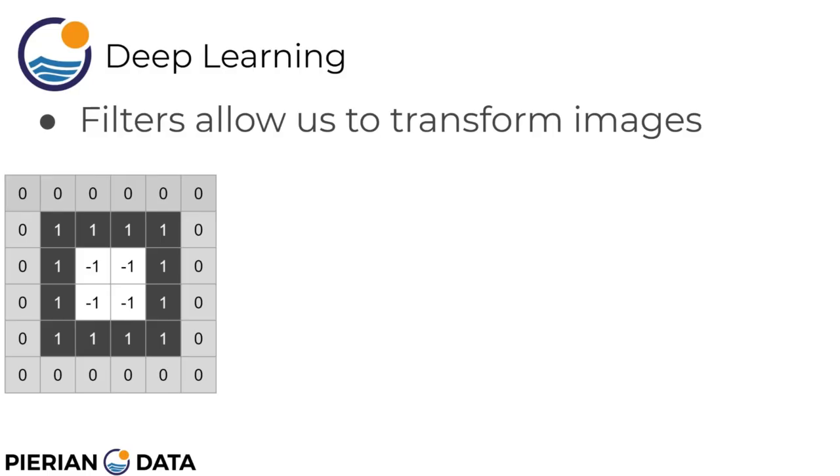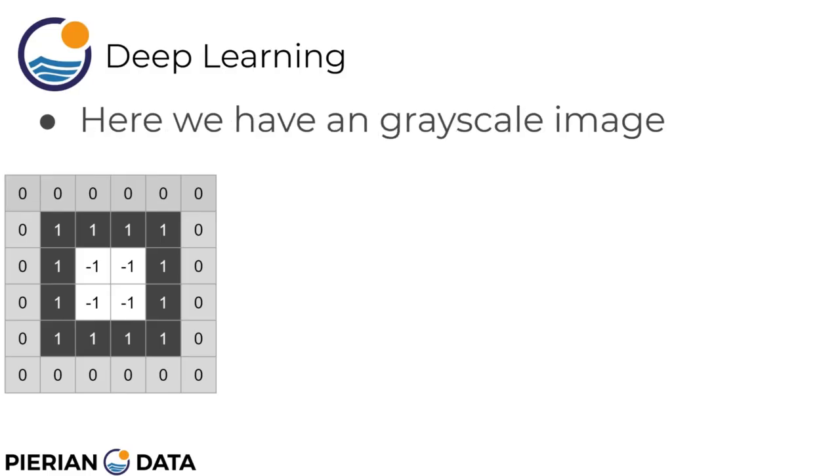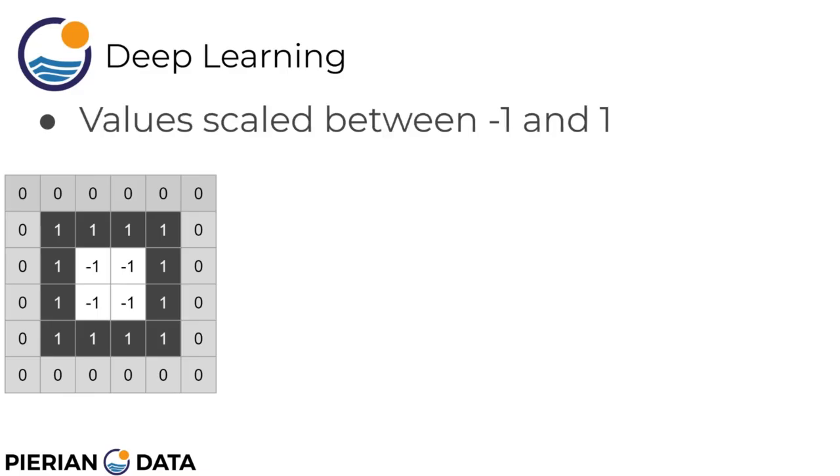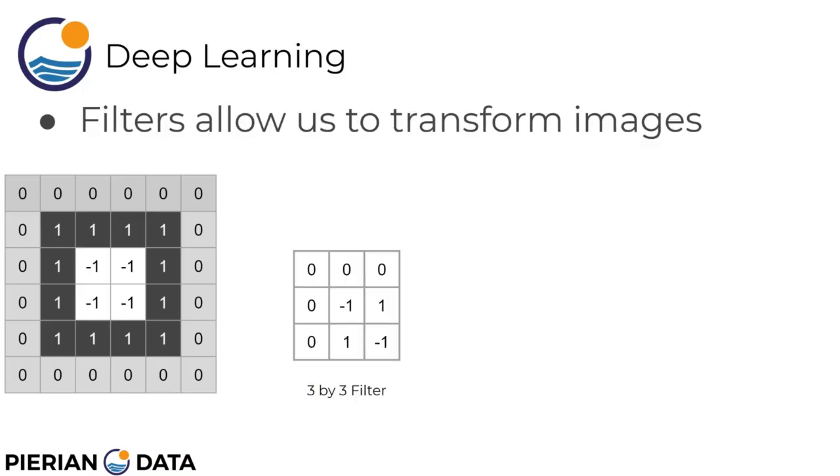Filters essentially allow us to transform images. So here we have a grayscale image. It's a really small image, and what we have are values that are scaled between -1 and 1. Where 1 represents black and -1 represents white, and then the value right in between them, such as 0, is essentially gray. So we have these normalized values between -1 and 1. And what I'm going to do is apply a filter to this image. So here we have an example of a 3x3 filter.